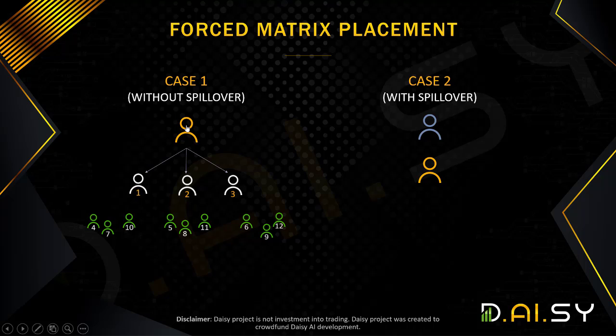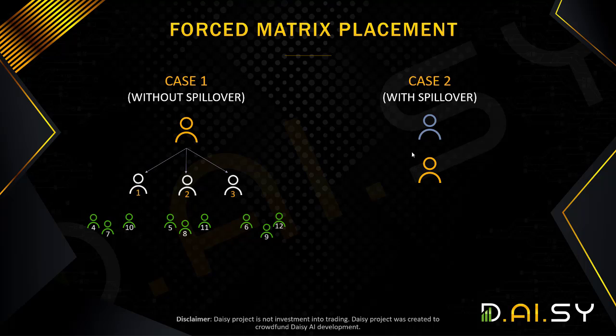So you see that when you bring in people to the matrix, first of all, the person falls on the left-hand side, then the middle, and then the right. So this is a case where there's no spillover. Now what happens when I get spillover? Let's consider a case with spillover.